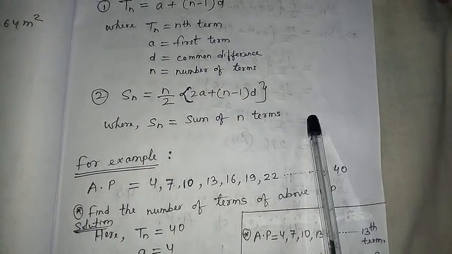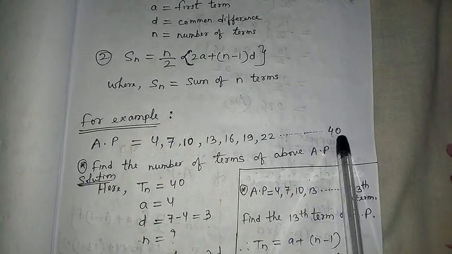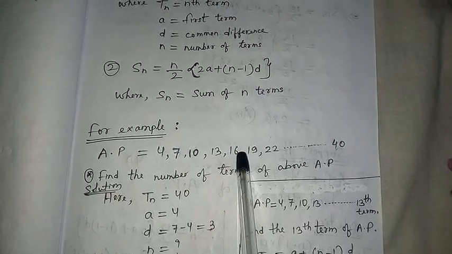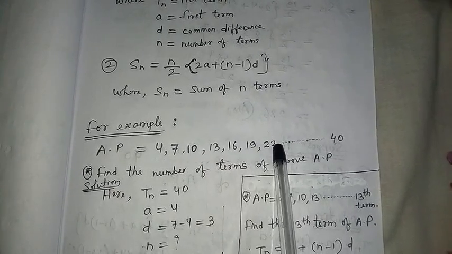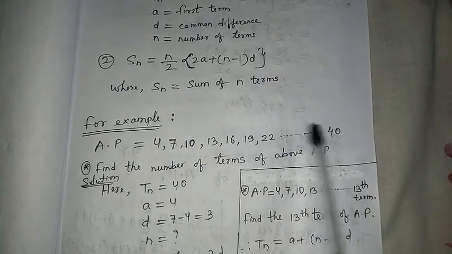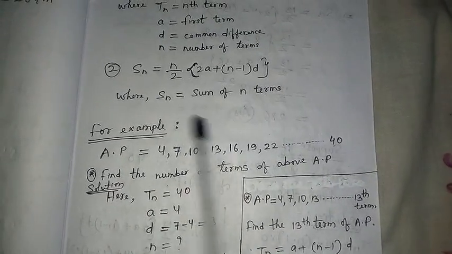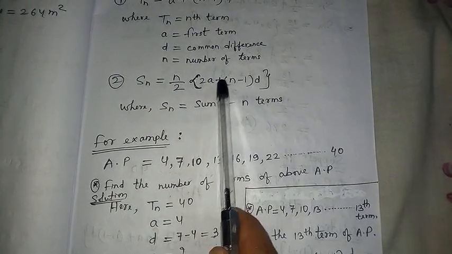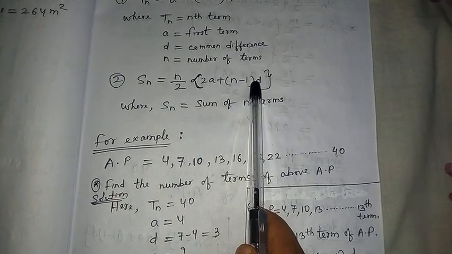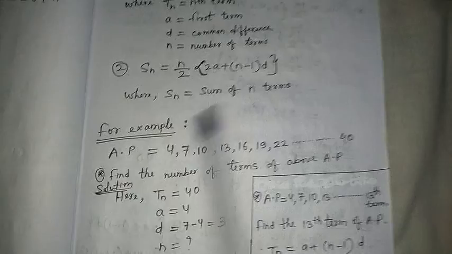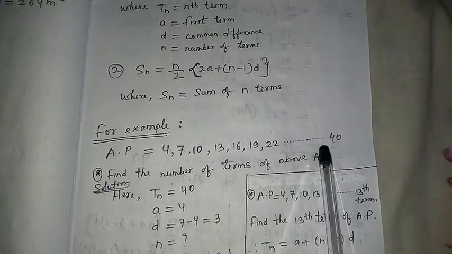Now what is the sum? Sum means if you add all of this series, 4 plus 7, plus 10, plus 13, plus 16, plus 19, plus 22, and the next ones, up to 40, what will be the sum of the n terms? That is Sn equal to n by 2, open the bracket, 2a plus, bracket open, (n minus 1) into d, bracket close. This is the formula to find the sum of an AP. So I will use the same formula here.